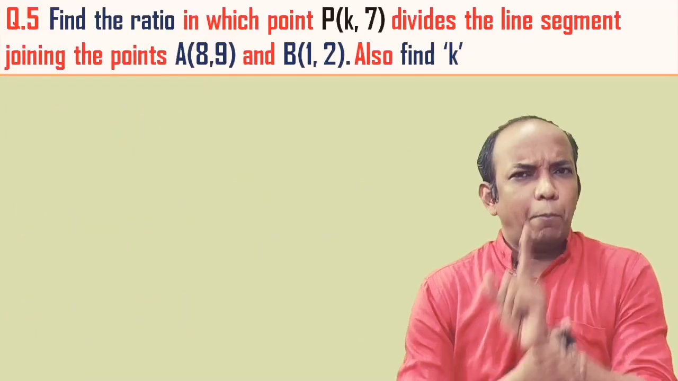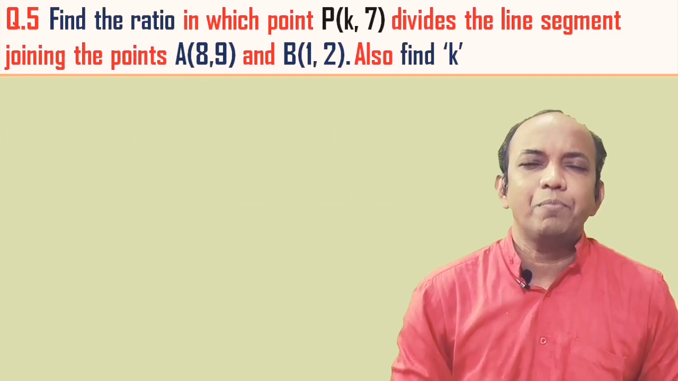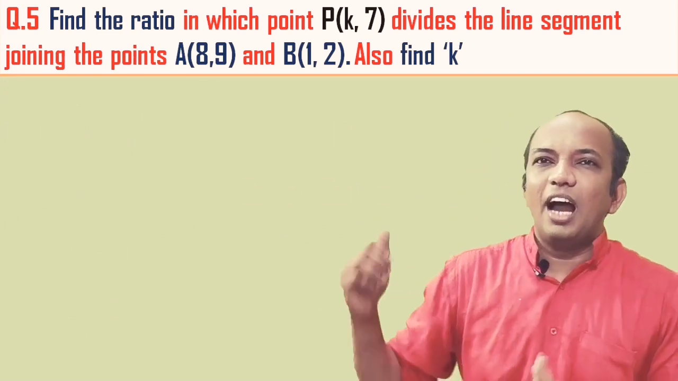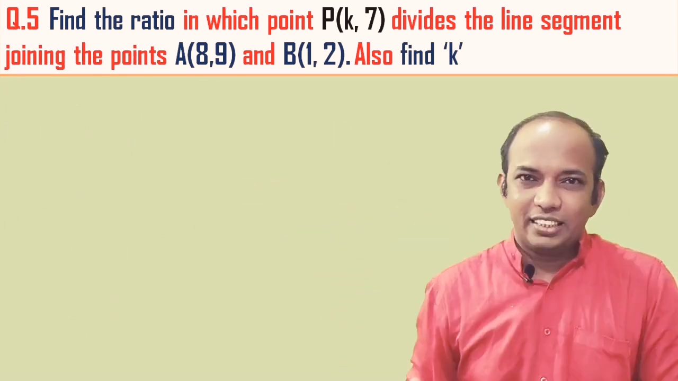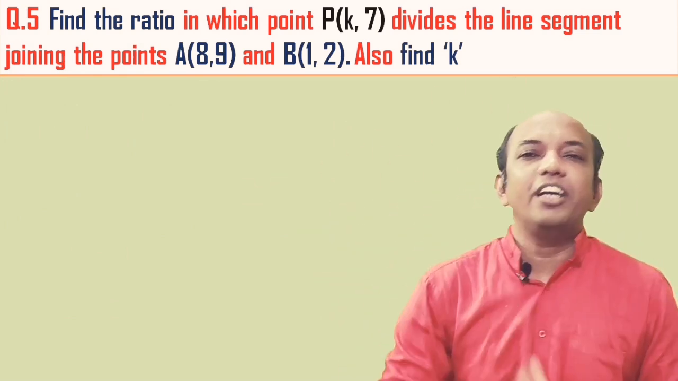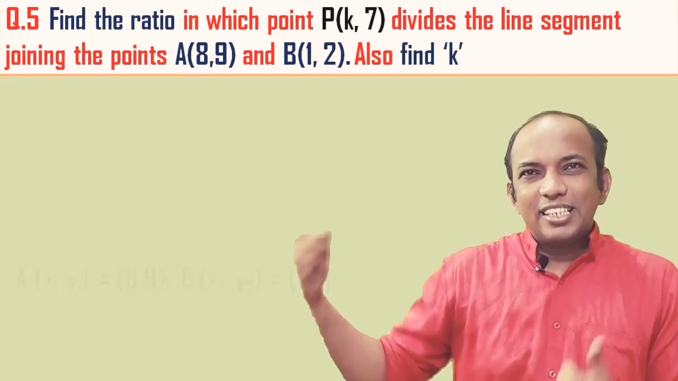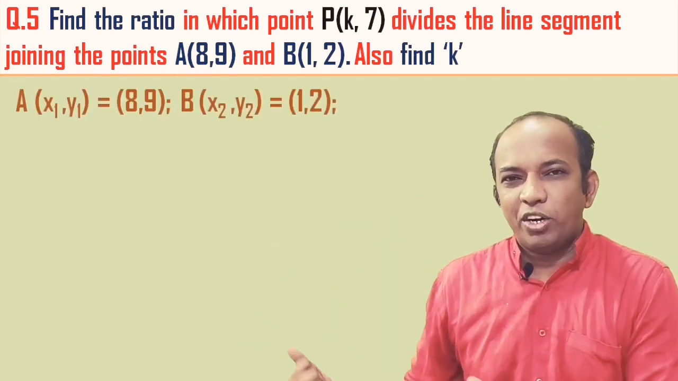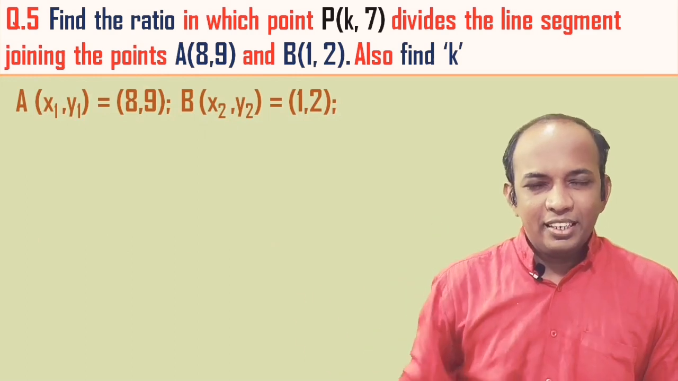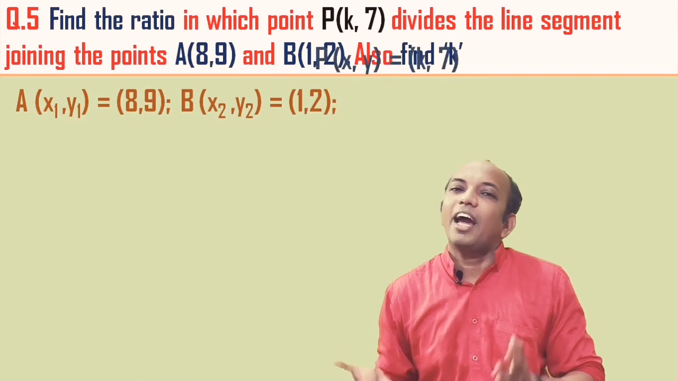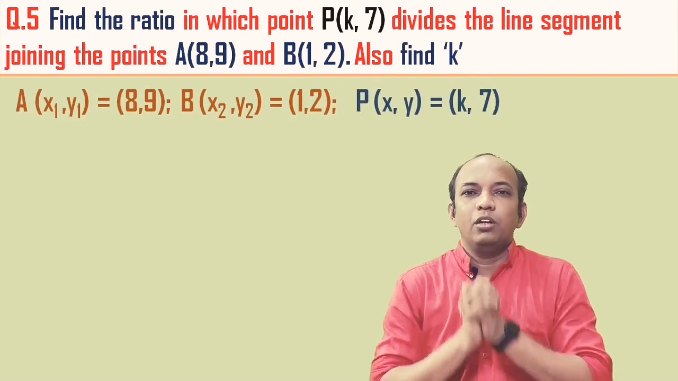The question says point P is dividing seg AB. Again the ratio is missing and the coordinates of P are given to us as K and 7, and I need to find that value of K also. So here are the given details on the board. A is nothing but x1 y1 and the coordinates are 8 and 9. For B it is 1 and 2. For P xy it is K and 7, and I need to find that m is to n also.